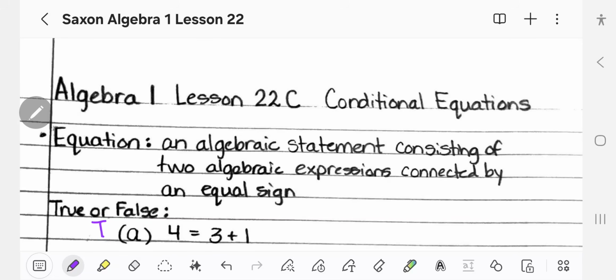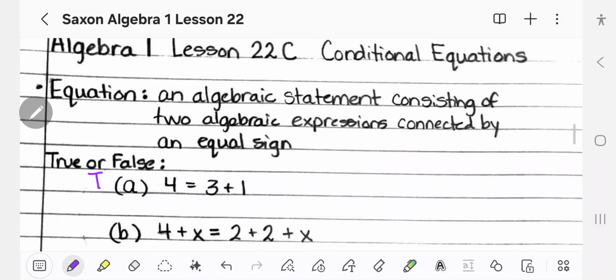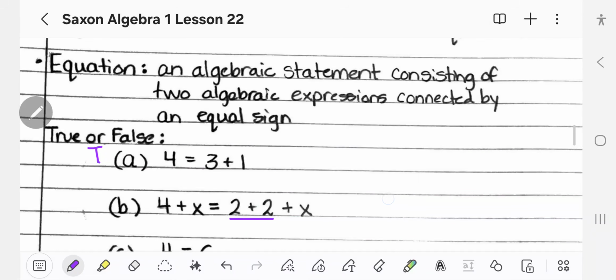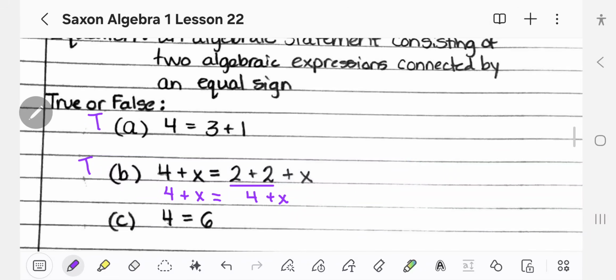All right, B. 4 plus x is equal to 2 plus 2 plus x. Again, I have an expression on each side, and they're equal to each other. Now I need to decide if they are true or false. Can I simplify the one on the right? What's 2 plus 2? Well, that's 4, and I bring down the plus x. So I get 4 plus x is equal to 4 plus x. Well, it doesn't even matter what value x is, right? This is going to be true. Doesn't matter what value you put in for x, it's always going to be true for any value.